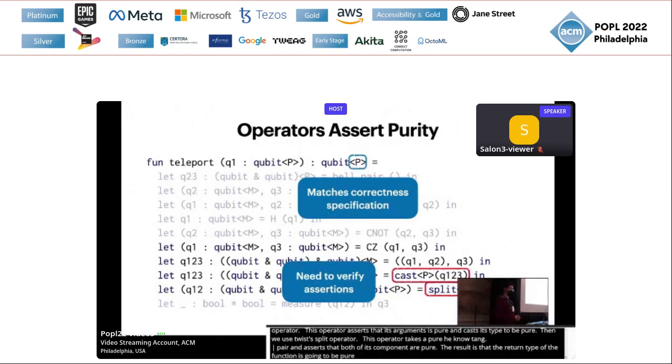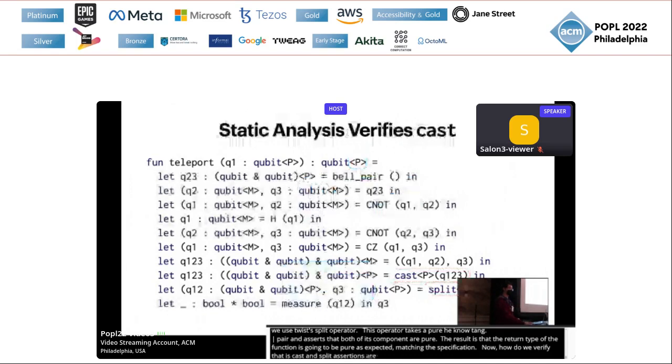Now, how do we verify that the cast and split assertions are actually valid in this program? Twist's solution is analyses that automatically verify the purity assertions. First, it's going to verify cast using a sound conservative static analysis. To see how the static analysis works, let's try to check that at the time of the cast, this Q123 expression will not be entangled with any other expression in the program.